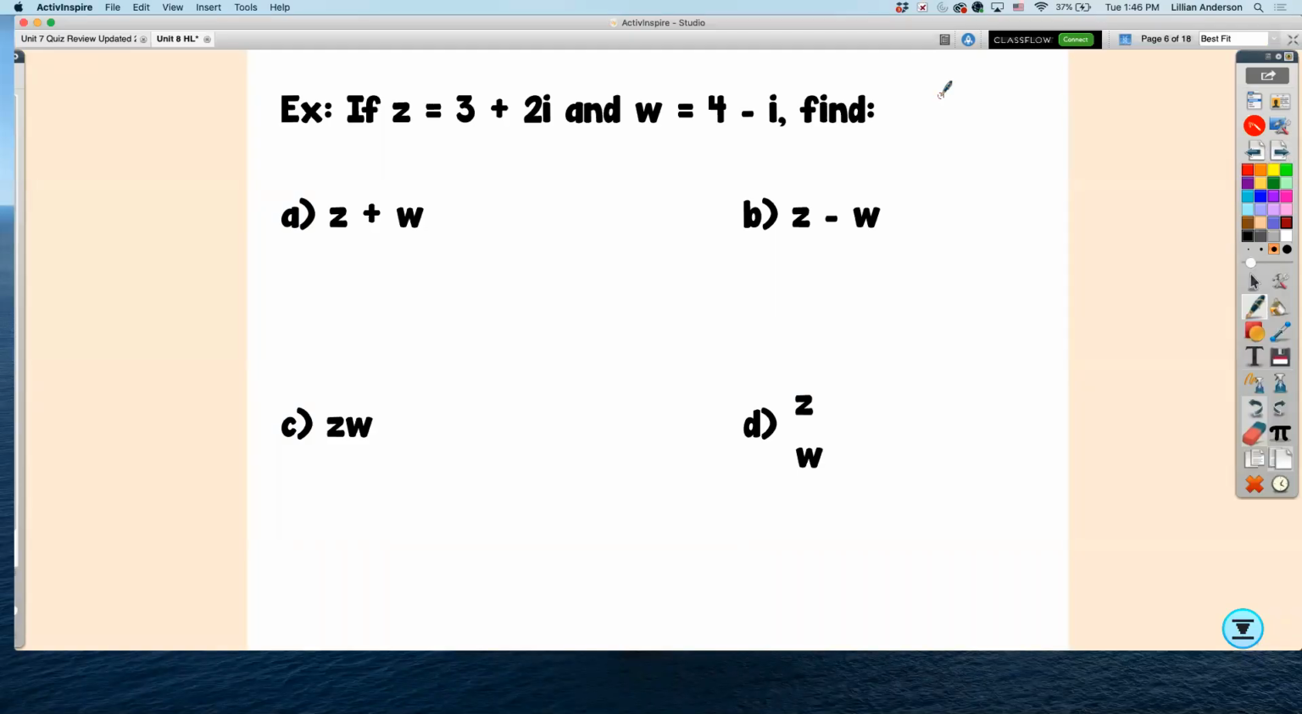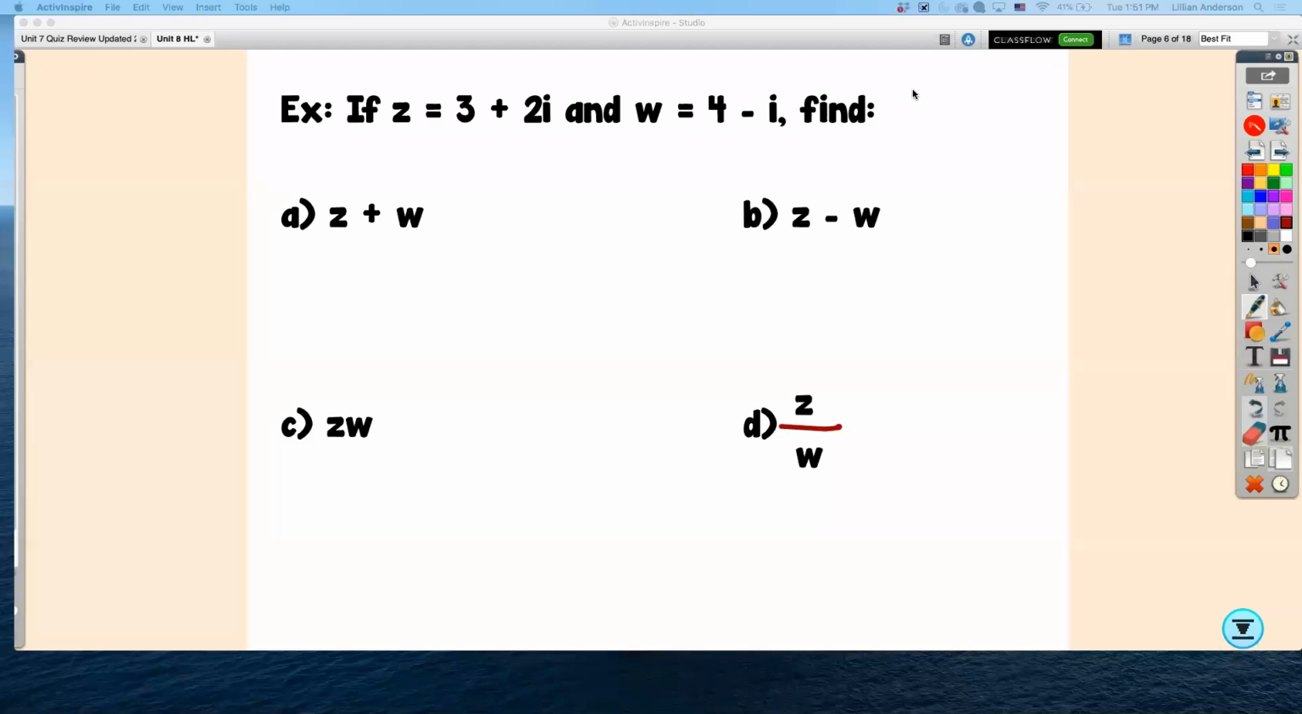So let's take a look at this example. It says if we have this complex number z equals 3 plus 2i, and we have another complex number w that is 4 minus i, we want to find z plus w, z minus w, z times w, and then z divided by w. Again, when you add or subtract, you add the real part and add the imaginary part, or you subtract the real, subtract the imaginary. Multiplication, you FOIL. Division, make sure there's no imaginary in your denominator. I'll give you 5 minutes to do a, b, c, and d.